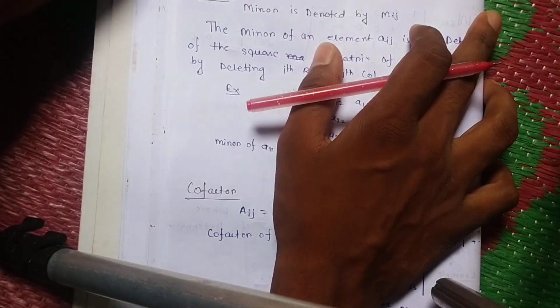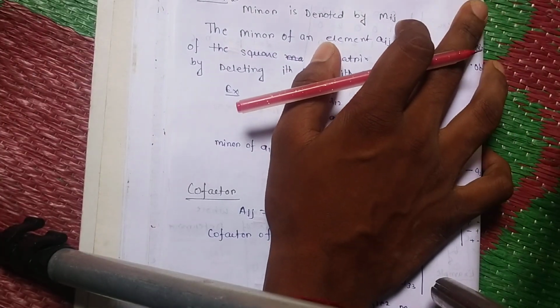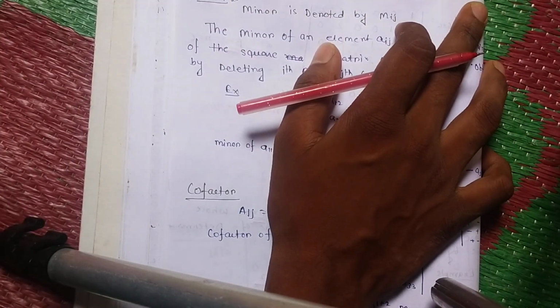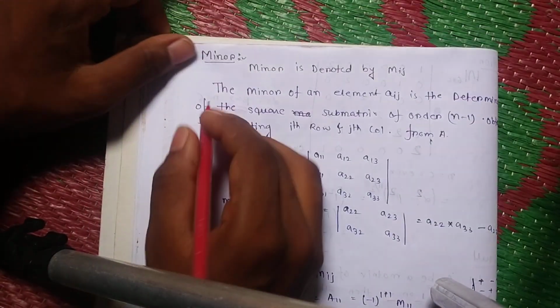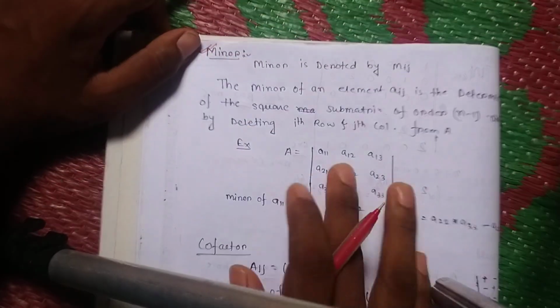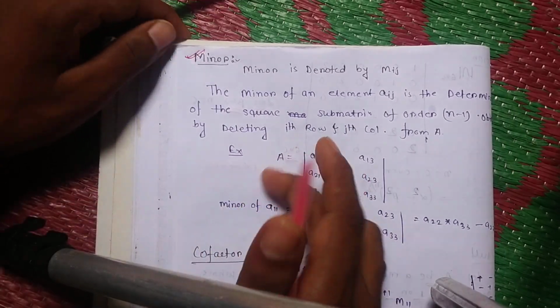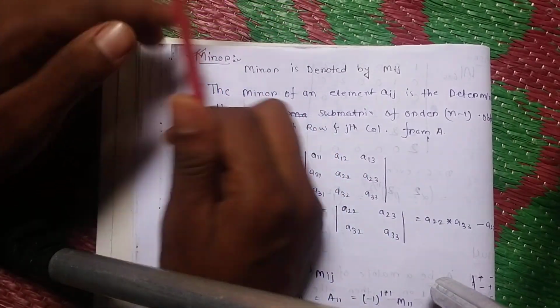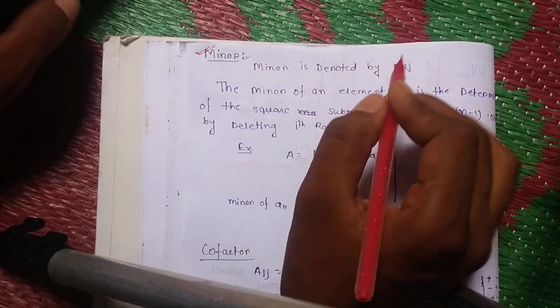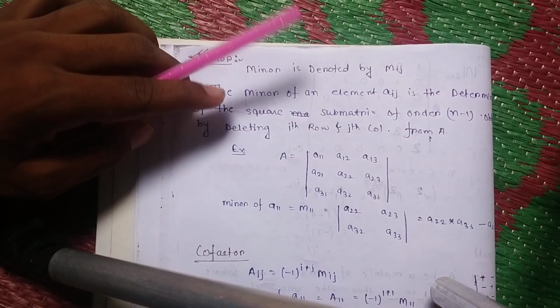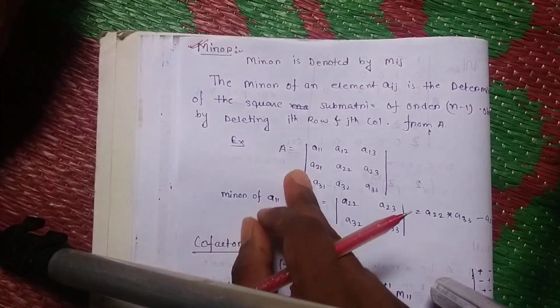Now some important definitions. First definition is minor. In a previous lecture I already said what a minor is, but if I give you the definition then you can understand it properly.